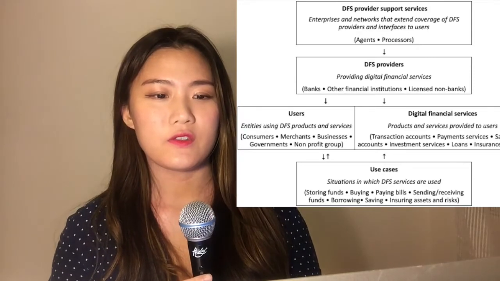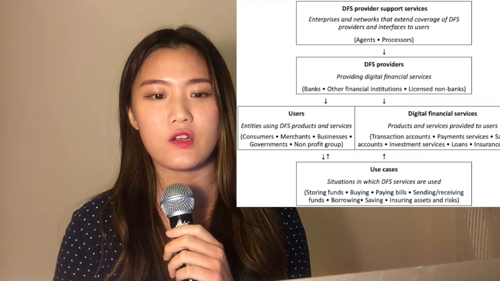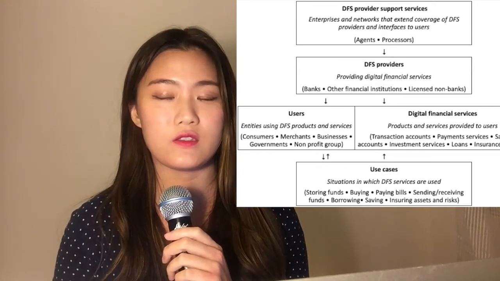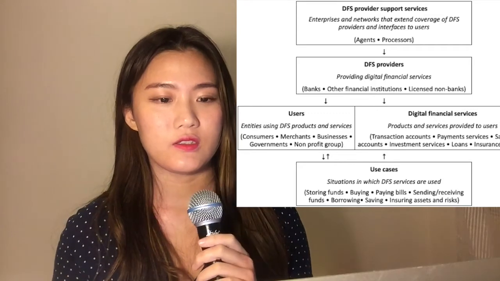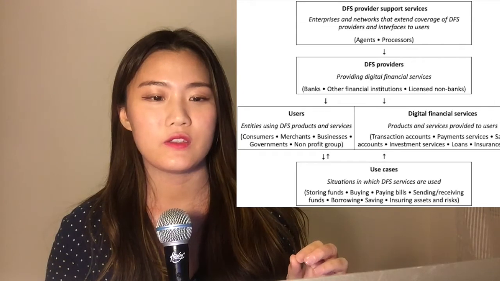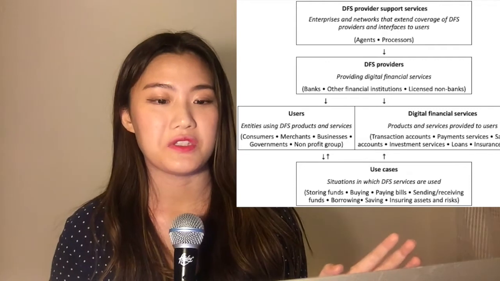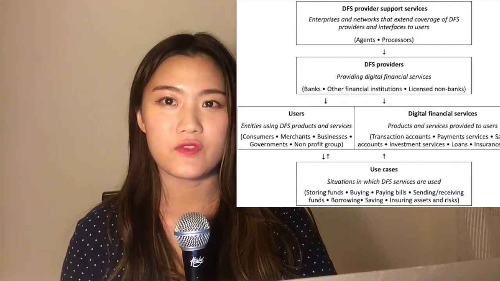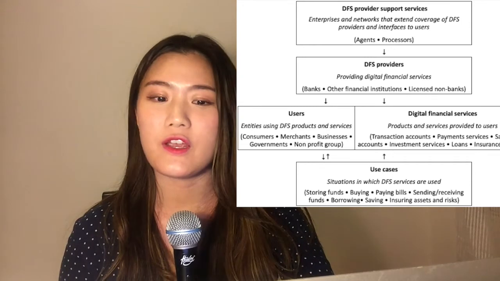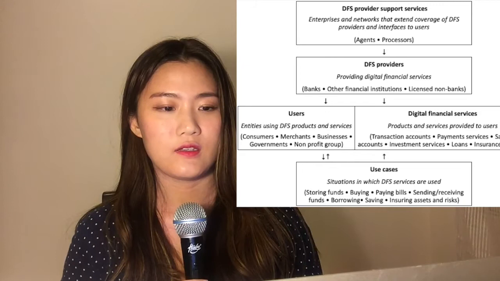So the requirements for a digital finance services ecosystem. So it starts from the DFS provider support services, the enterprises and networks that extend coverage of DFS providers and interfaces to users. So agents and processes. These processes down to DFS providers providing digital financial services, so banks and other financial institutions. So from the support services to provider to user and actual DFS, and then that has use cases.